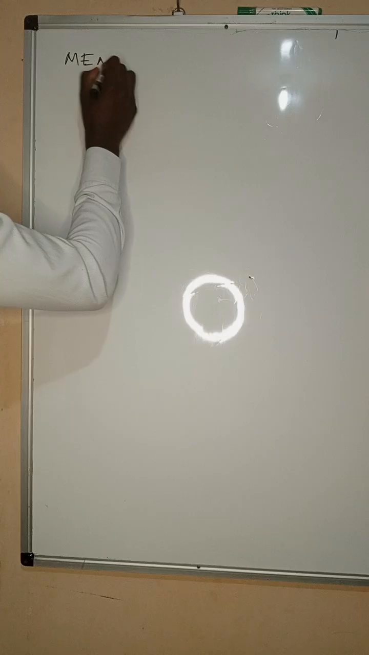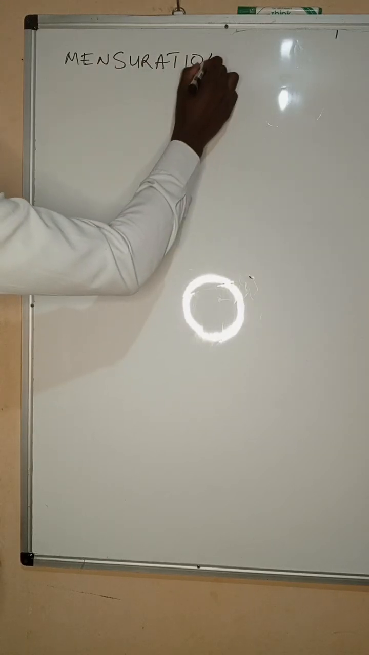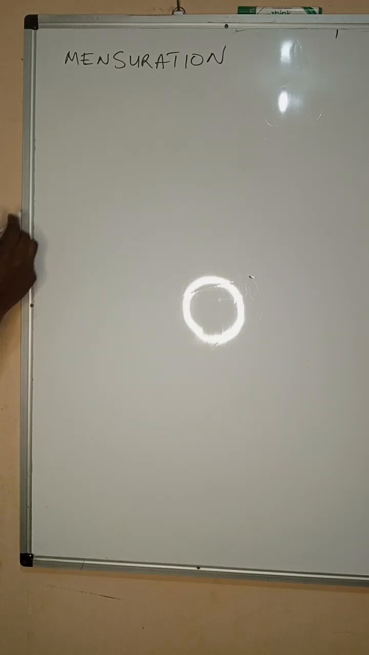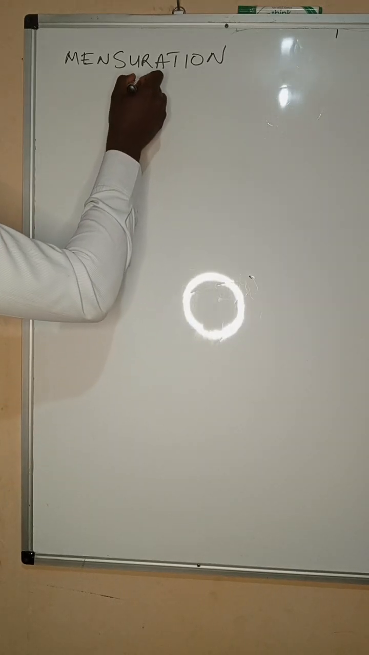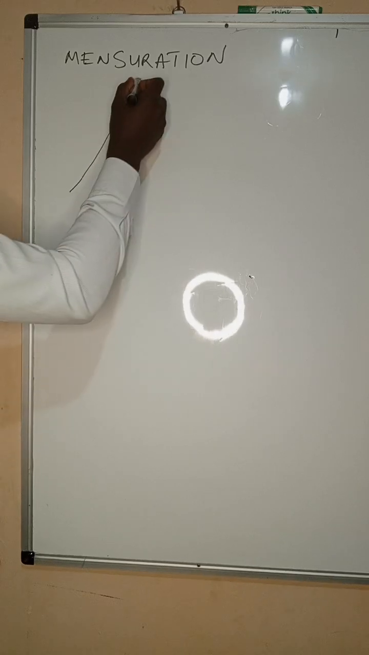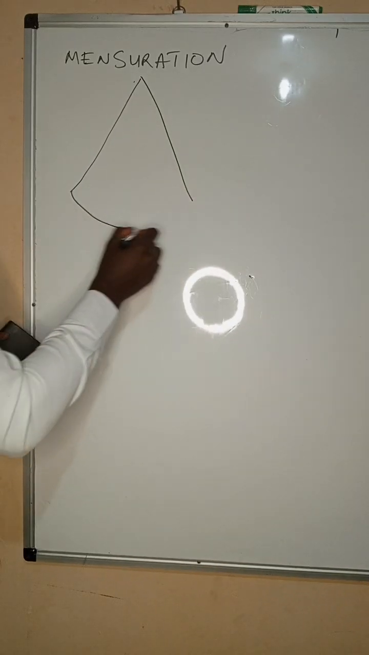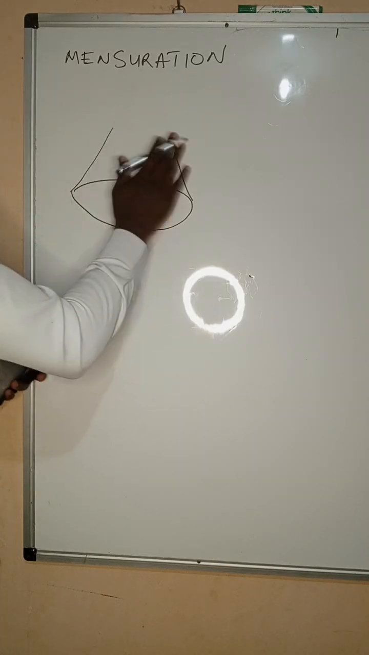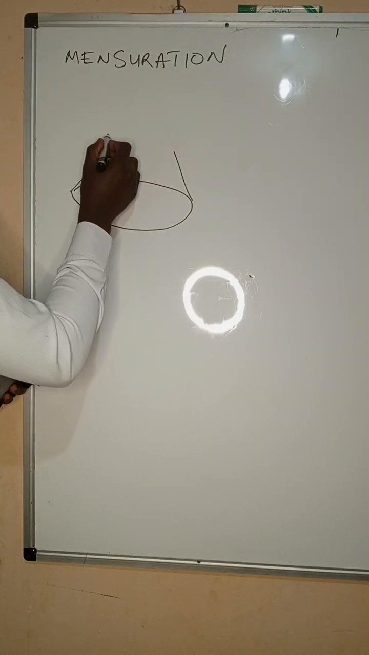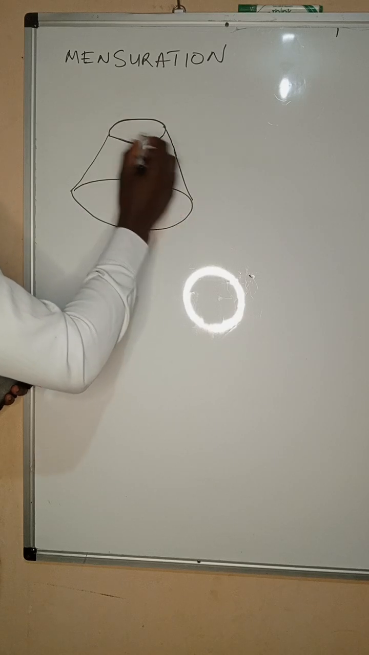Okay? Mensuration. So we're going to be looking at a cone. Because I'm teaching you how to solve, I'll go straight to the point. A cone looks like this. This is the way a cone looks like. Okay? I'll draw a cone for you, and then I'll draw it like this. This is a cone that has been cut on top.